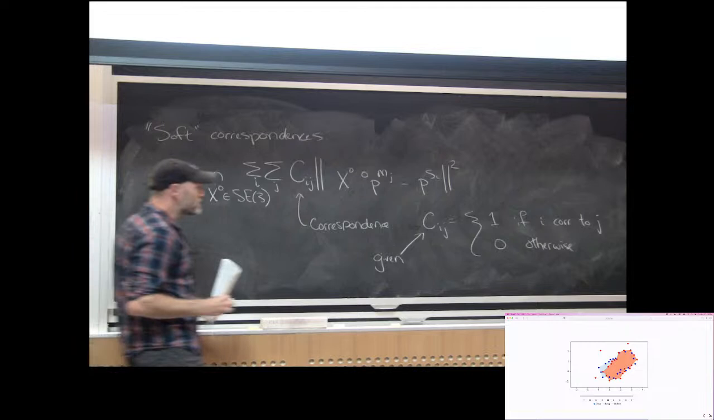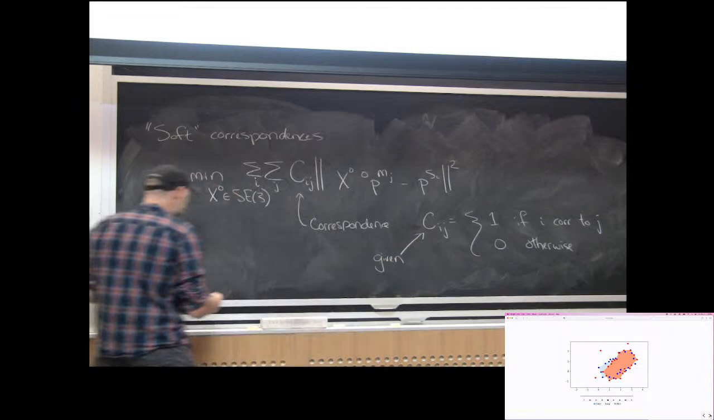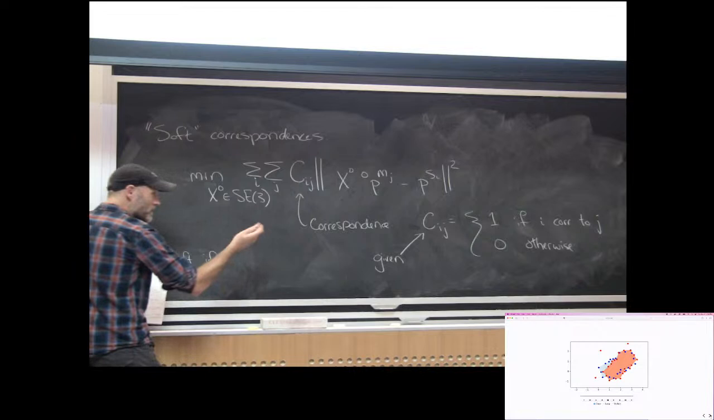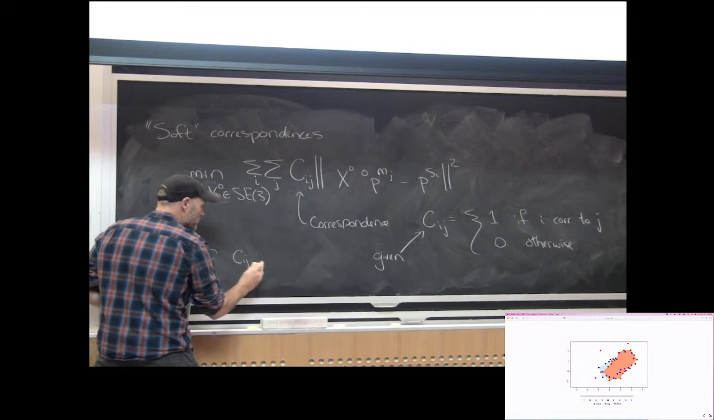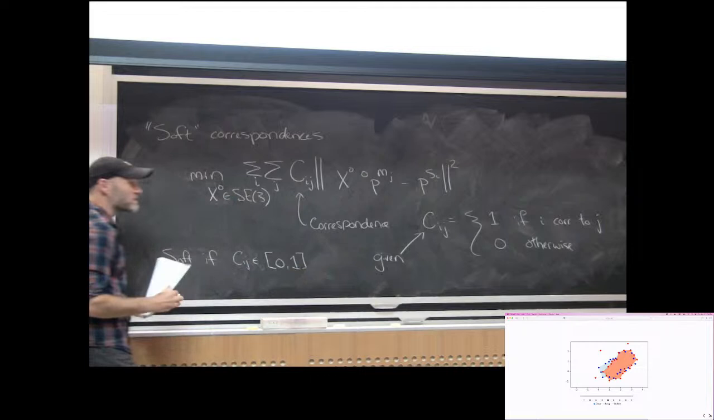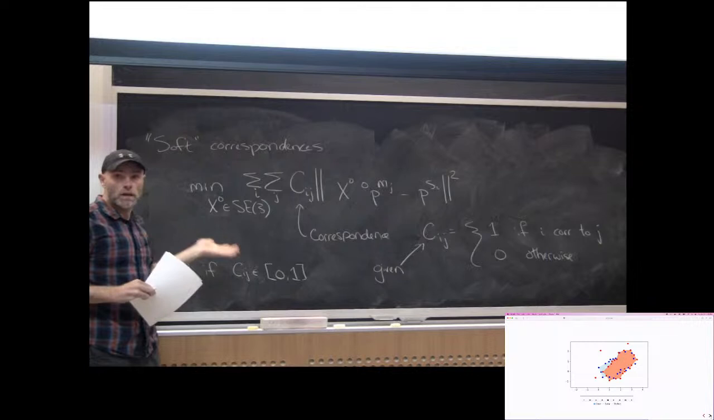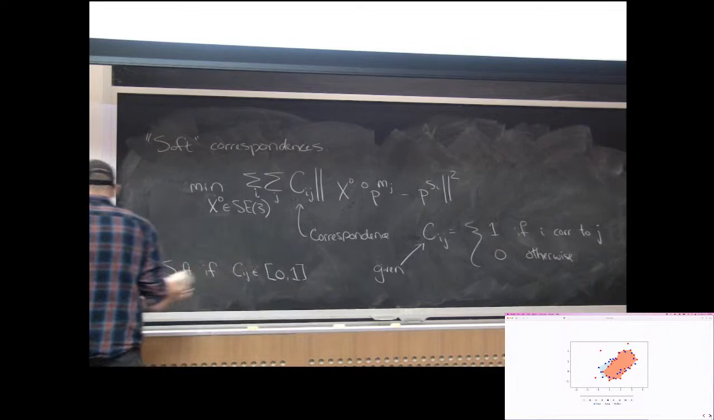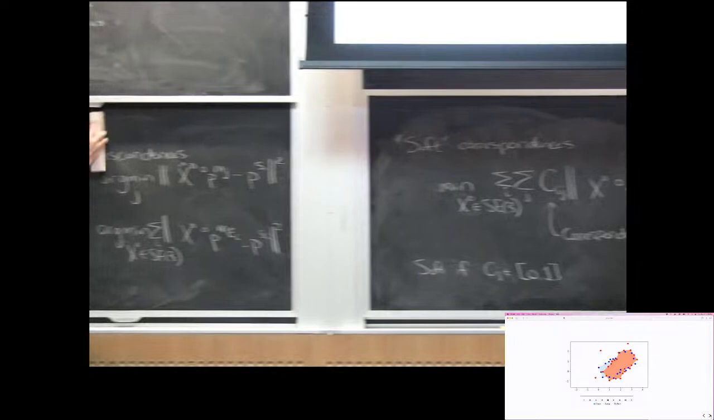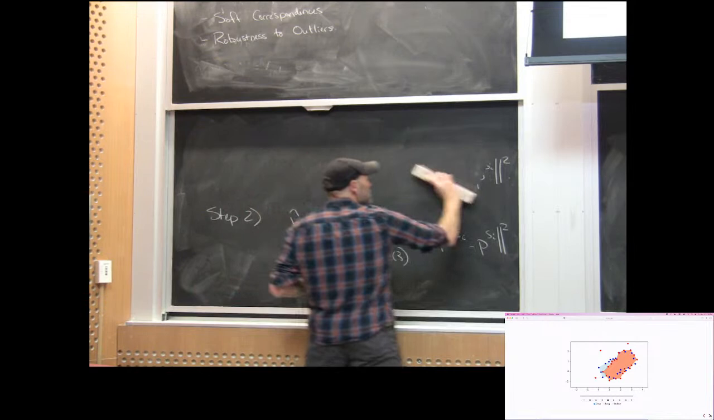The interesting case then is the soft case. So far this is the same as what I've written before. I can make these soft now if I allow C_IJ to be between 0 and 1, for instance, instead of saying it must be 0 or 1. I'm allowed to correspond a little bit with some of the points. Does that make sense in the equations? It turns out that's exactly what's happening in one of the famous soft correspondence approaches called CPD, coherent point drift.